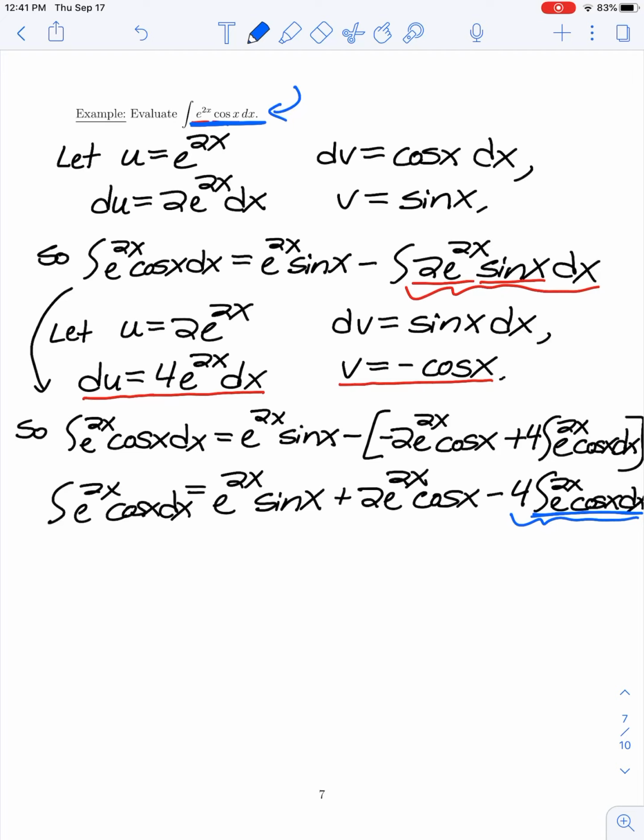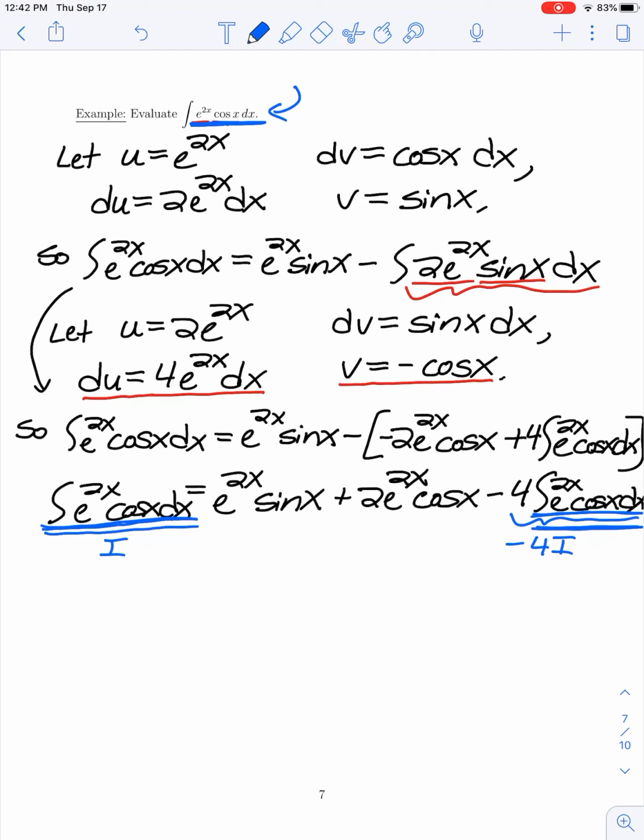Looking at the last line of work that I have here, this integral that I'm interested in is equal to e to the 2x sine x plus 2e to the 2x cosine x, and then I've got minus 4 times the same integral that we started with. So from here, I'm going to use algebra to solve for this unknown integral. Let's think about it like a variable.